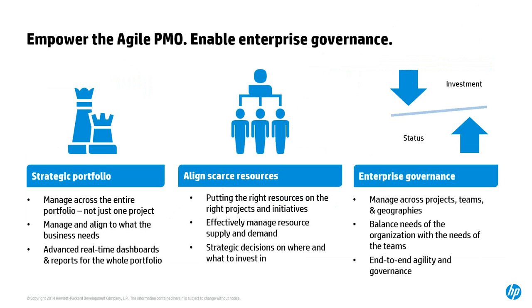So what does all that mean in practice? Well, it helps you empower an Agile PMO across your enterprise, whether you're fully Agile, whether you're just starting out on the Agile journey, or whether you're running a mix of SDLC and Agile. So being able to manage that strategic portfolio across the entire business unit, not just one project, aligning it to what the business actually needs and wants, and being able to report in real time for the whole portfolio, no matter what types of projects you're running.